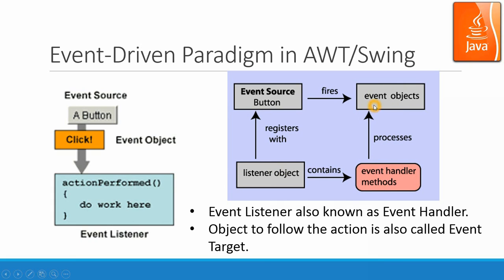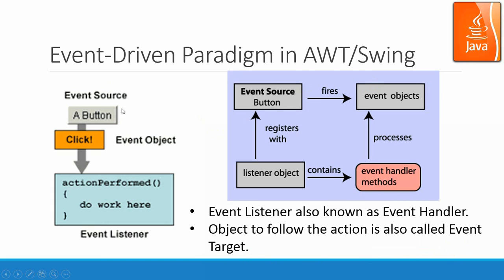And once it checks that a certain event is happening, this event listener will call the event handler method to process that event. So the event listener, also known as the event handler, actually has the event handler method in the event listener class. The object that the action is directed at is also called the event target. So the button may initiate another window. That new window is the event target.